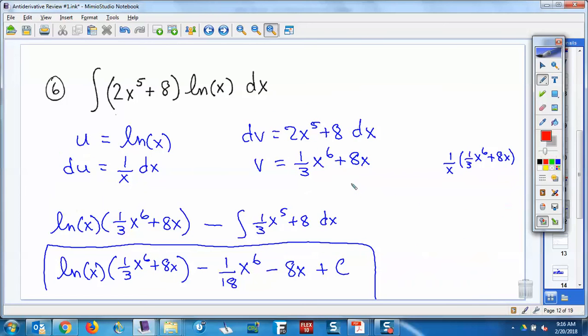So number 6. I want to look at that because that again is an integration by parts. So I threw an integration by parts here. Again, what would be your thought process? You might look at the inside. It's not really an inside. The 2x to the 5th plus 8. You can let u be that, but what good does that do you?